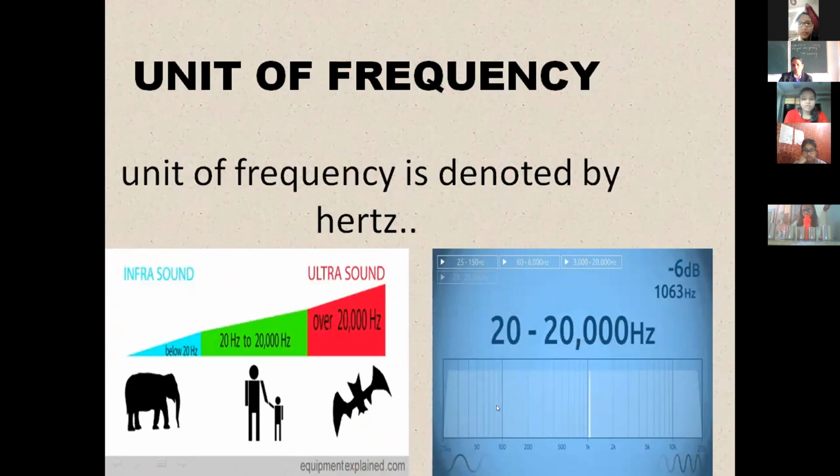Next is the unit of frequency. The unit of frequency is hertz. It is also denoted by Hz. A human ear can hear 20 to 20,000 hertz. If a vibrating body makes 20 oscillations in a second, we say that its frequency is 20 hertz.